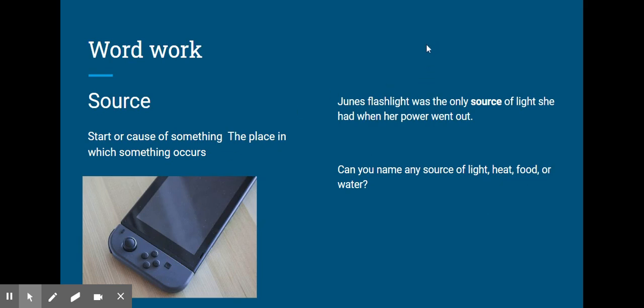June's flashlight was the only source of light she had when the power went out. So the only light, the start of the light or cause of light, was the flashlight. Can you name any source of light, heat, food, or water for you?